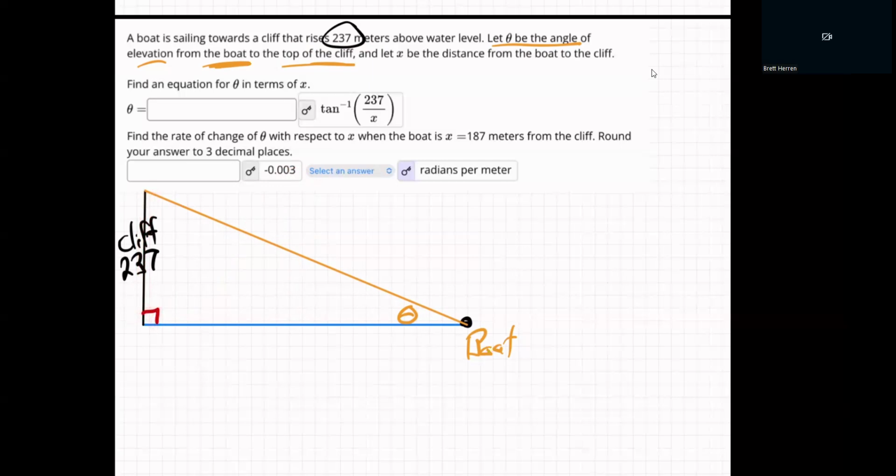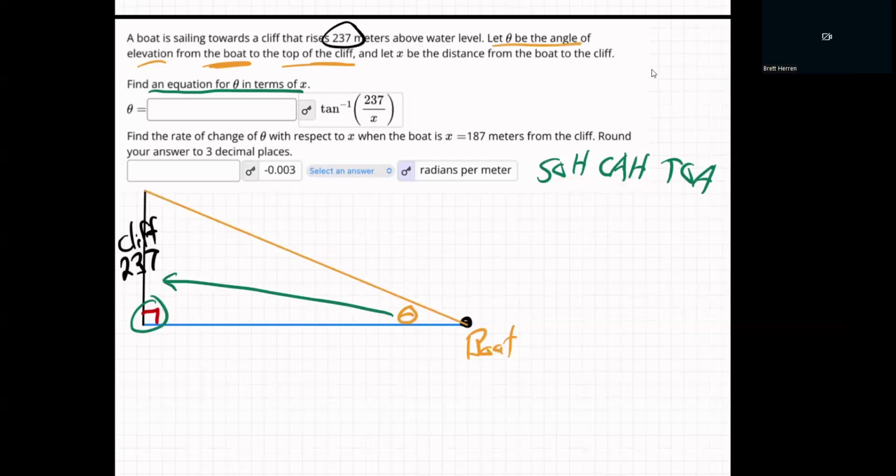Now, the first thing we need to do is find an equation for theta in terms of x. Well, when we have a right angle, we can use SOHCAHTOA. Remember that from trigonometry? H stands for hypotenuse. Remember what the sides are? This is the side opposite. This is the hypotenuse, which makes this side the adjacent. From the angle's perspective, this side here is opposite. Hypotenuse is always across from the right angle. Remember all that from trig?